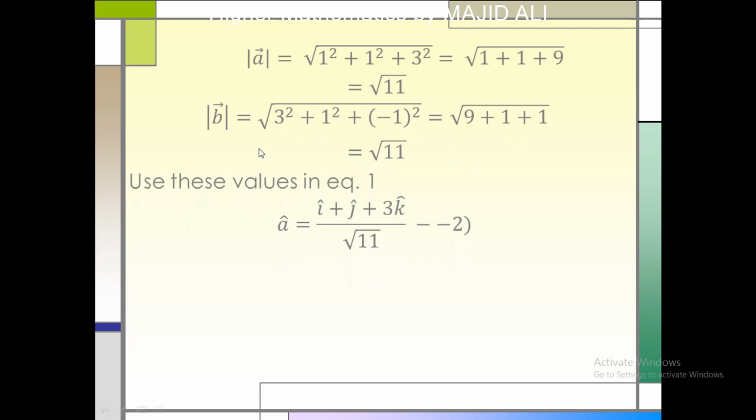By substituting the values of both magnitudes in equation 1, which we saw in the previous slide, you can see, by reversing the video, that the formula is: unit vector is equal to the given vector over the magnitude of the given vector. This is the given vector a, and here we find the magnitude of a, and similarly we find the unit vector of b. This is the given vector b and its magnitude in the denominator.